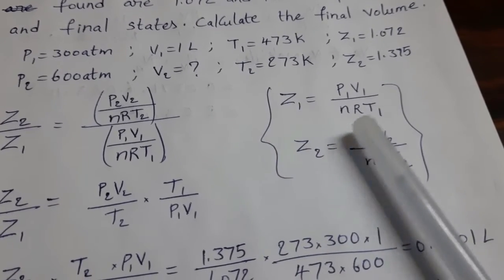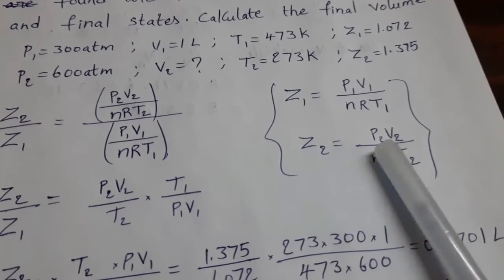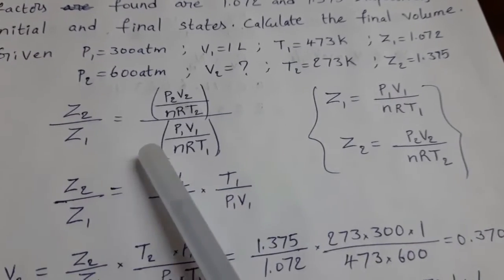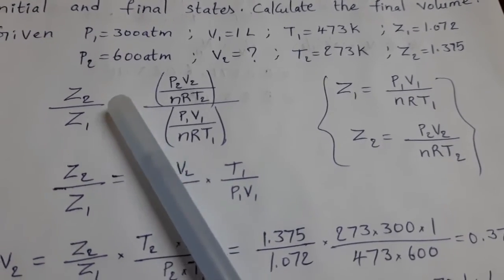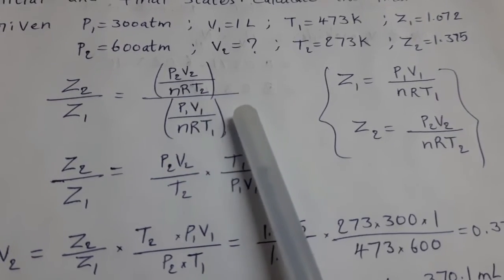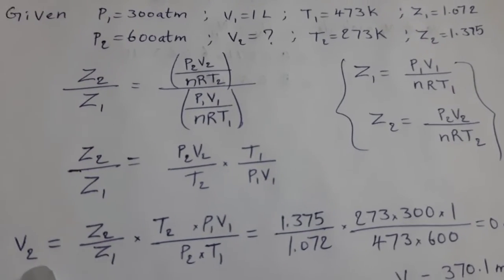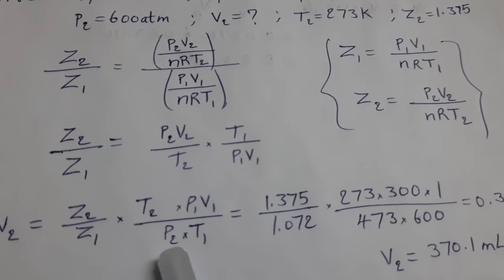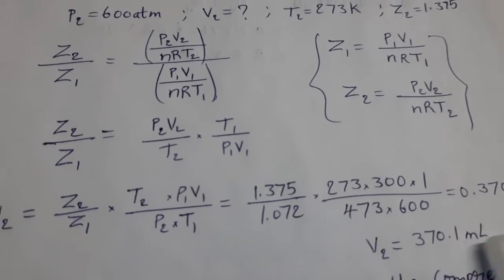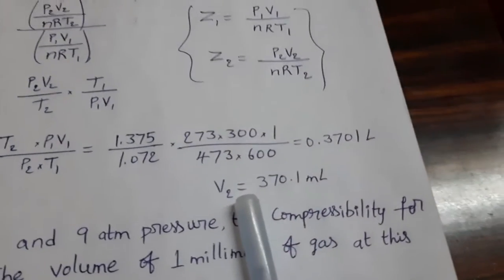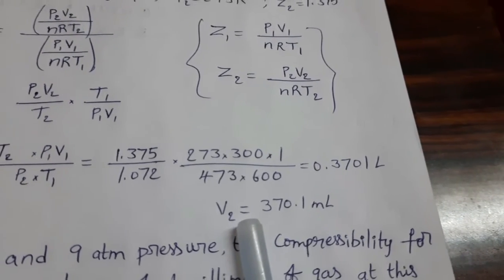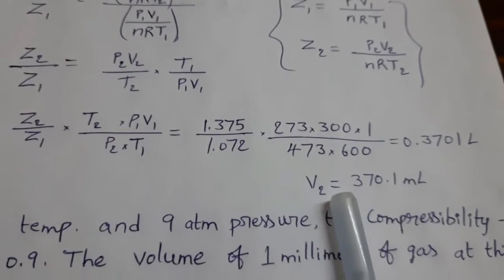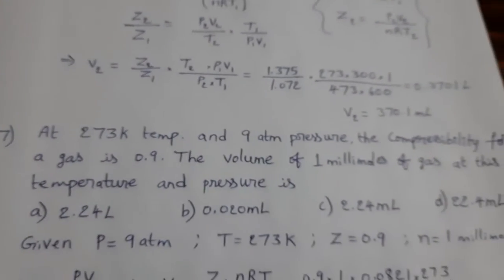Z1 equal to P1 V1 by nRT1. Z2 equal to P2 V2 divided by nRT2. In order to calculate the final volume, we should divide Z2 by Z1, then use the related formula. So finally we can get V2 equal to Z2 by Z1 into T2 into P1 V1 by P2 T1. Substitute all the values, we can get volume in liters 0.3701. In milliliters, the value is 370.1 milliliter. Next, see the next numerical.